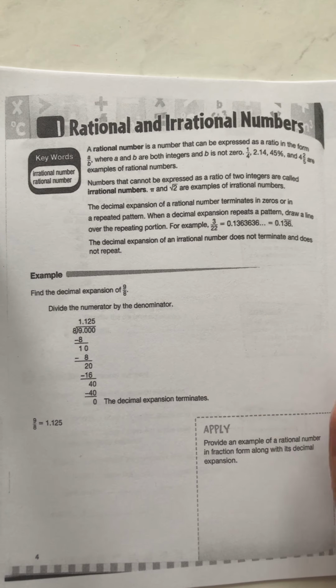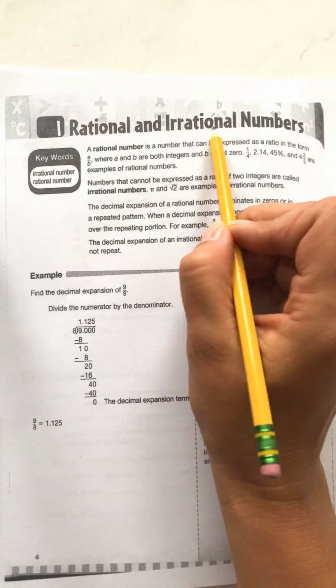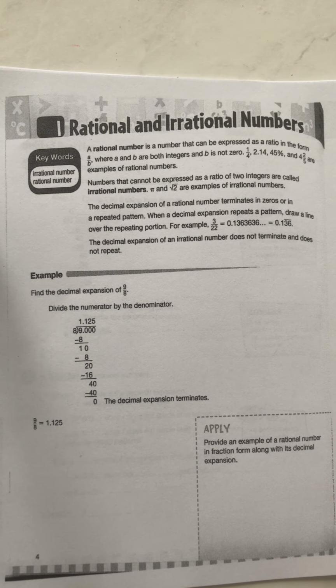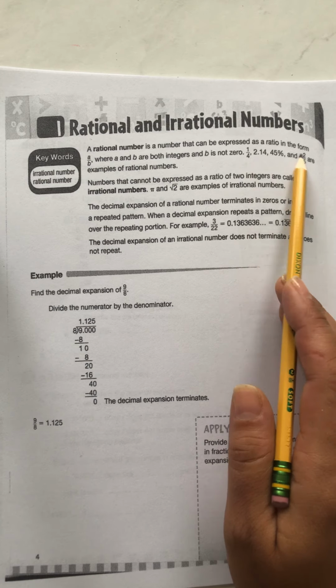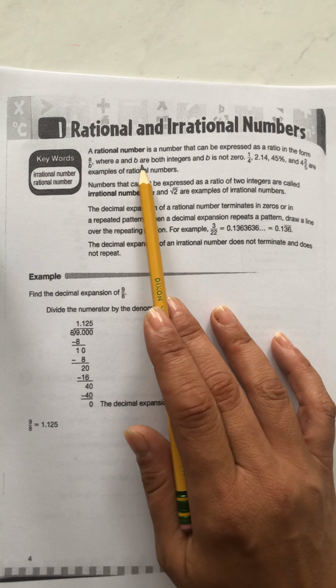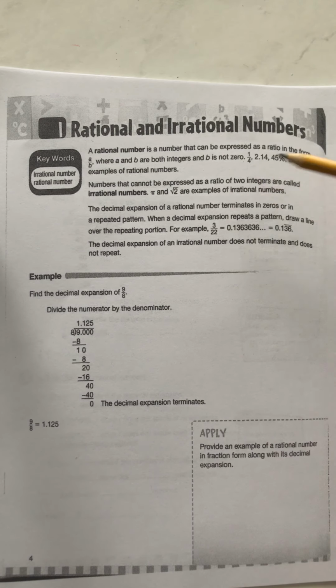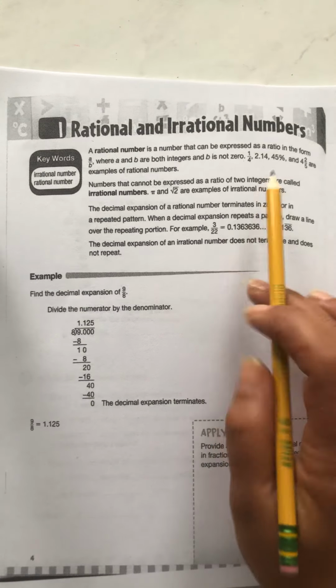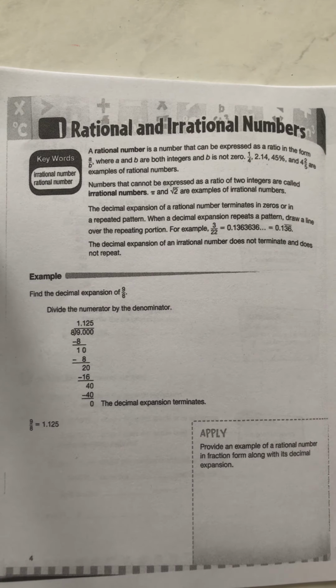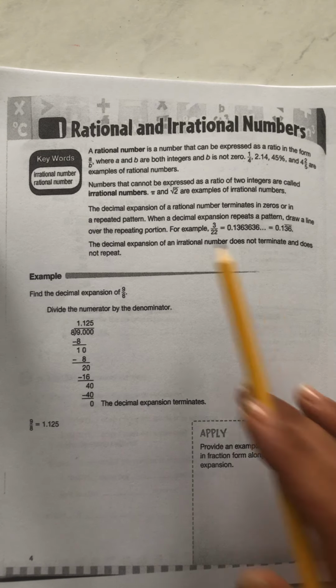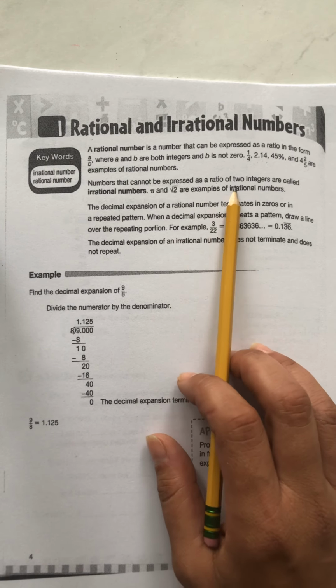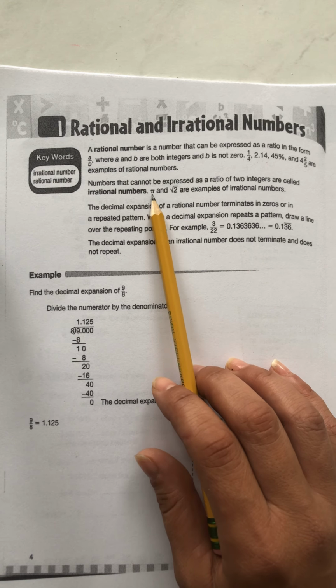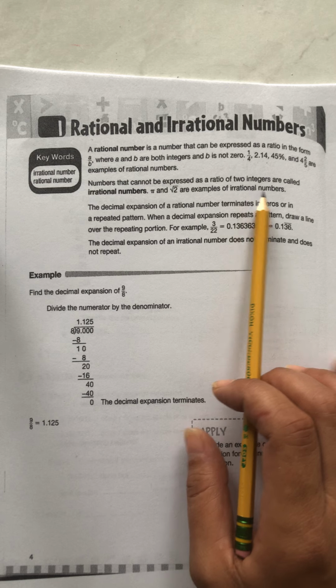So basically there are two types of numbers, and within these two types are more specific numbers. A rational number is a number that can be expressed as a ratio in the form of a over b, where a and b are both integers and b is not 0. So like 1/4, or 2 and 1400ths, or 45%, or 4 and 2/5 are all examples of rational numbers. So are negative numbers. Any of these, if you stick a negative sign in front of them, are also considered rational numbers. Numbers that cannot be expressed as a ratio of two integers are called irrational numbers. Pi and the square root of 2 are examples of irrational numbers.